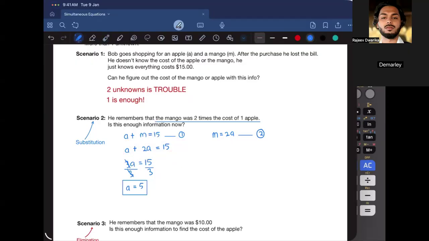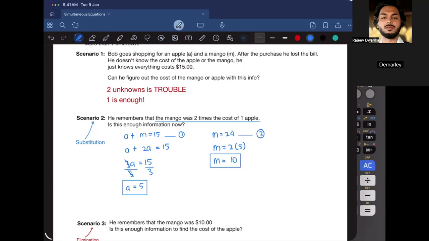That's the whole goal. So we have A, let's find M. Remember, the mango is 2 times 1 apple. So I could plug that information into equation 2. So M is going to be 2 times 5. So the cost of the mango is $10. That makes sense? Okay.